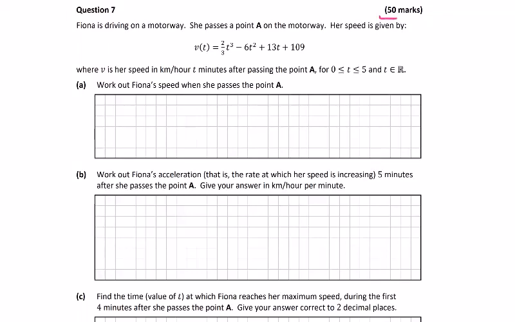Question 7, first of the long ones. Fiona is driving on a motorway. V of t represents her speed at any particular time, and the time we're looking at here is between 0 and 5 minutes after passing point A on the motorway. Work out her speed when she passes A, so time is equal to 0.